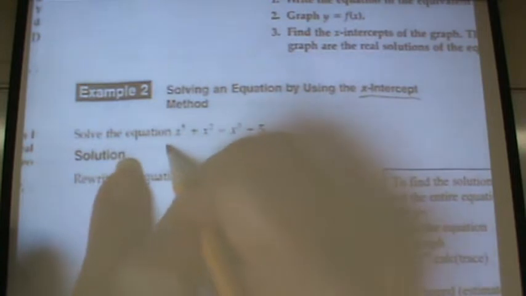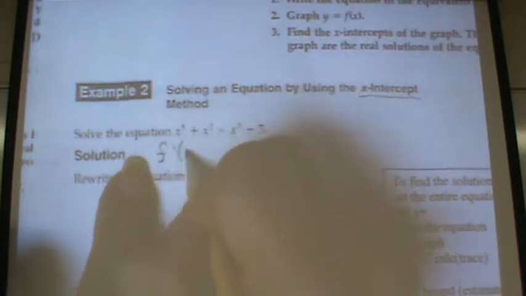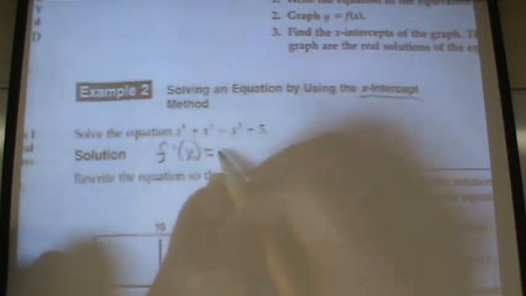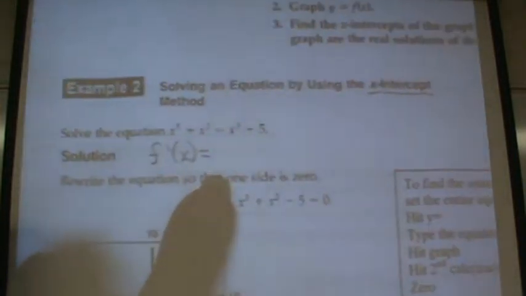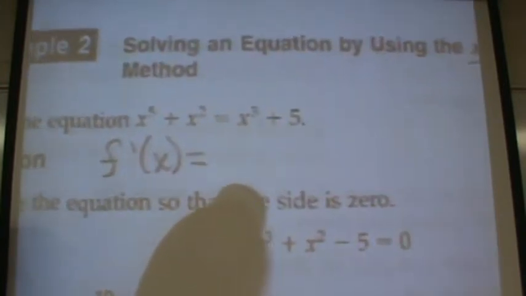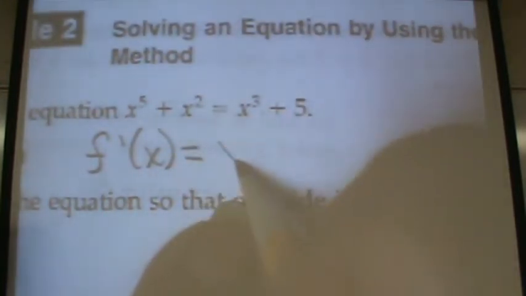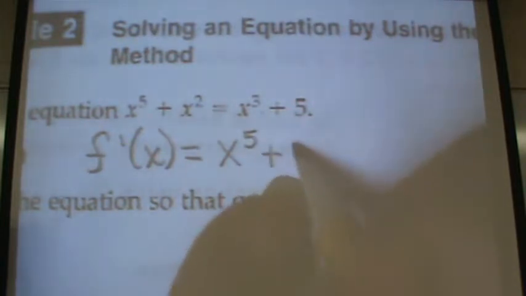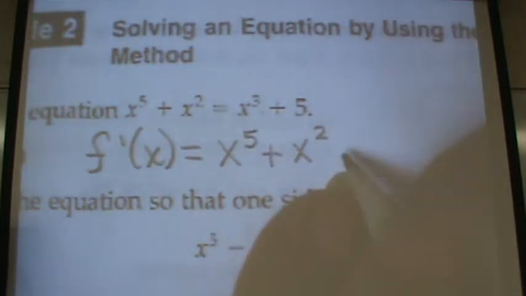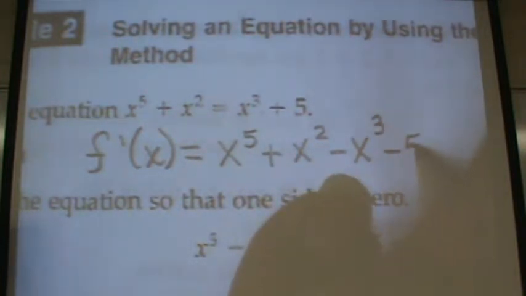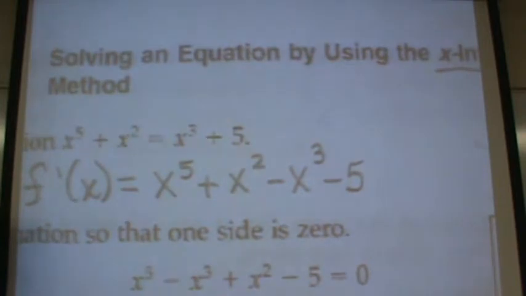So I want you to take your calculator, and if you're using the Inspire, you're going to type in, and I know this is hard to see, I'm going to blow it up. It says x to the 5th plus x squared, and then what would you type in? Minus x cubed minus 5. Now, someone in second hour asked me, do you have to organize this? No. You do not have to put them in standard form. You don't even have to write what I wrote.